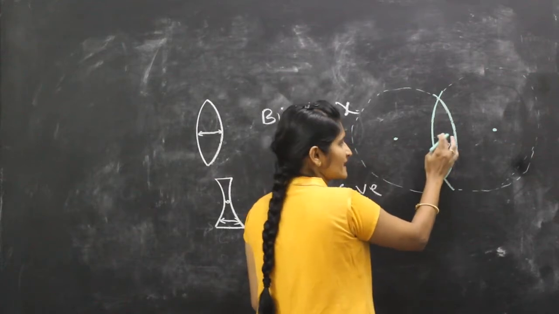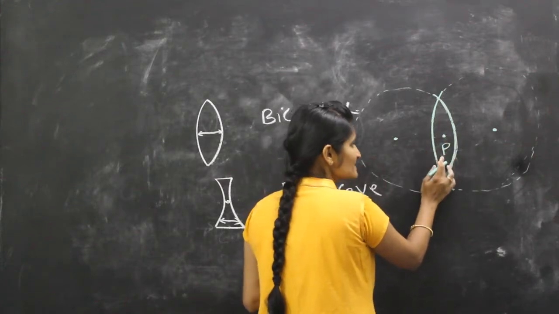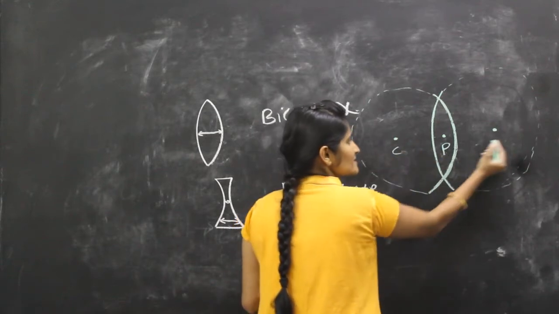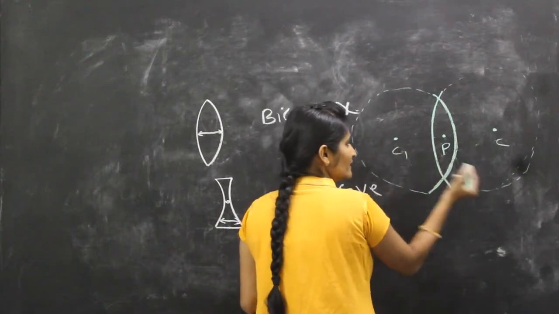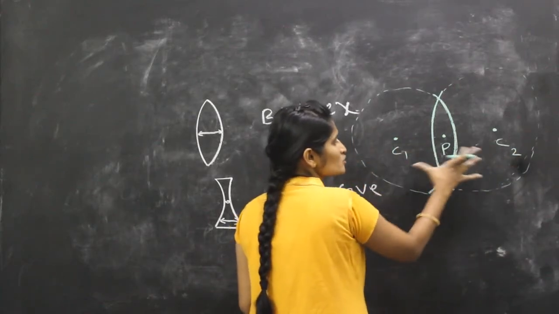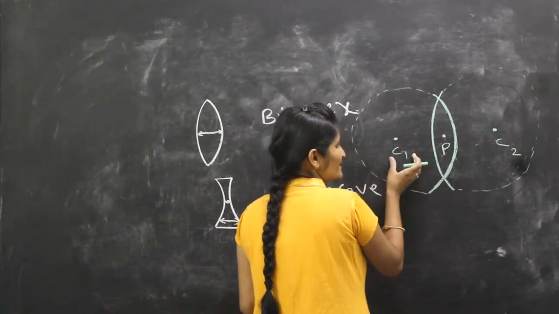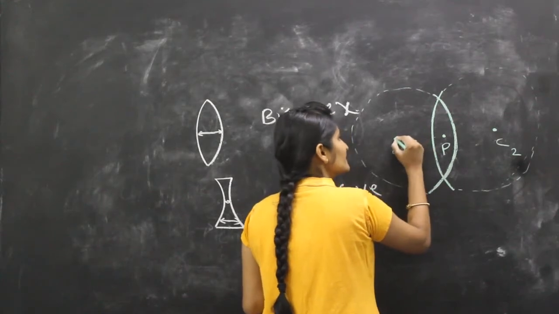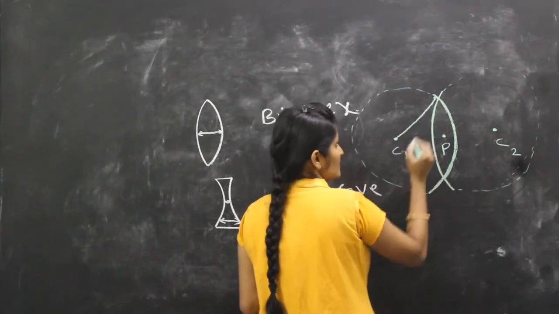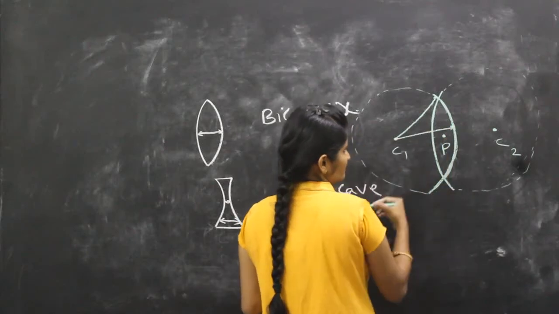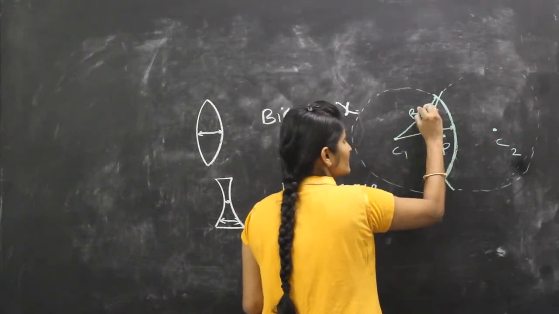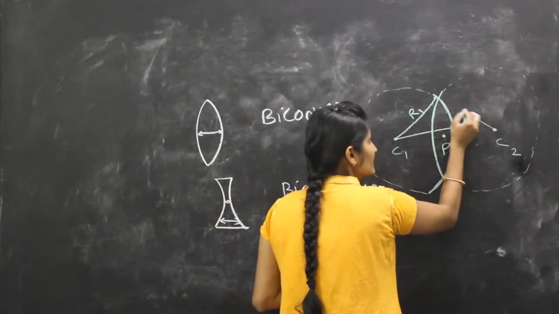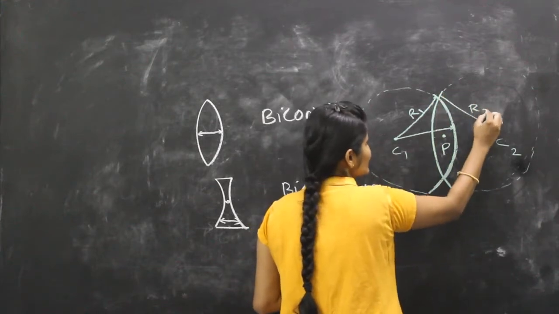That is, the geometric center of the lens is called the pole. The centers are denoted by C, so C1 and C2. Because the two spheres have centers, one sphere's center is denoted as C1 and the other as C2. And the distance from the center to the curved surface, either here or here, is denoted as R1, and the distance between C2 and the curved surface is called R2.